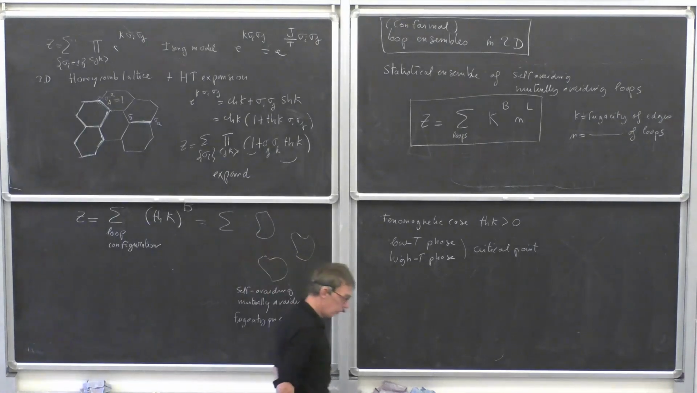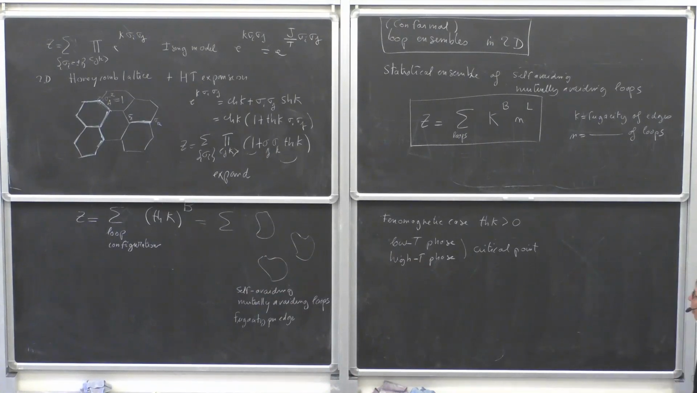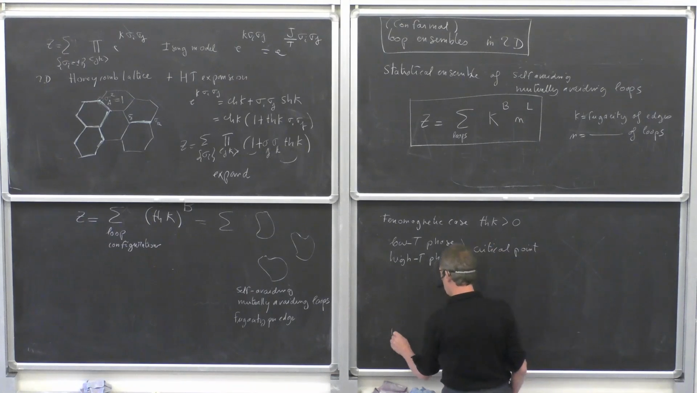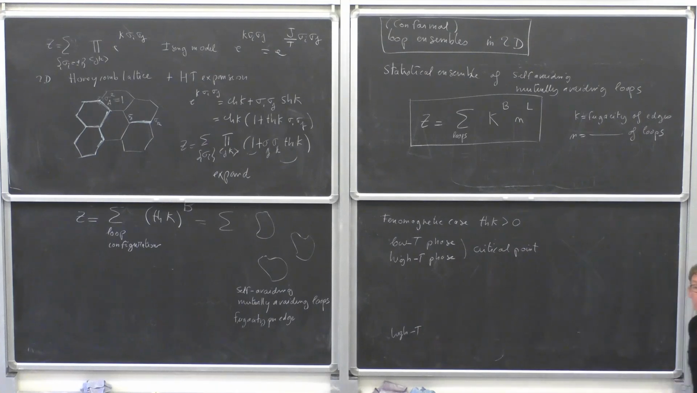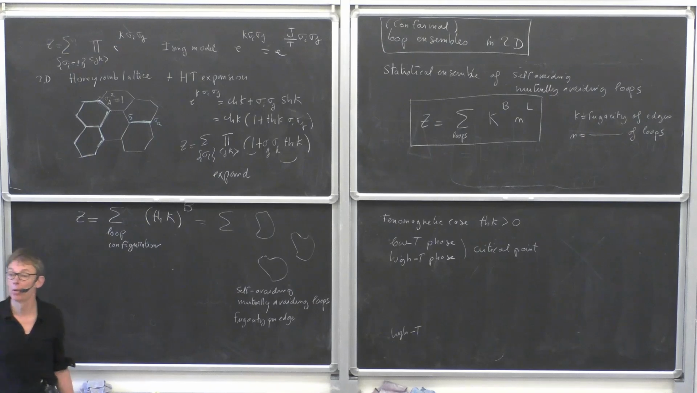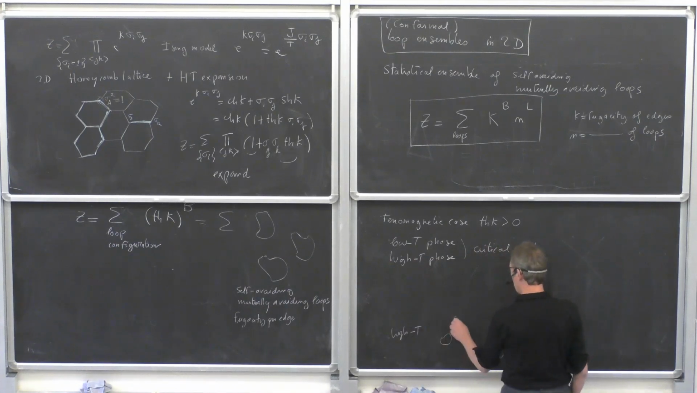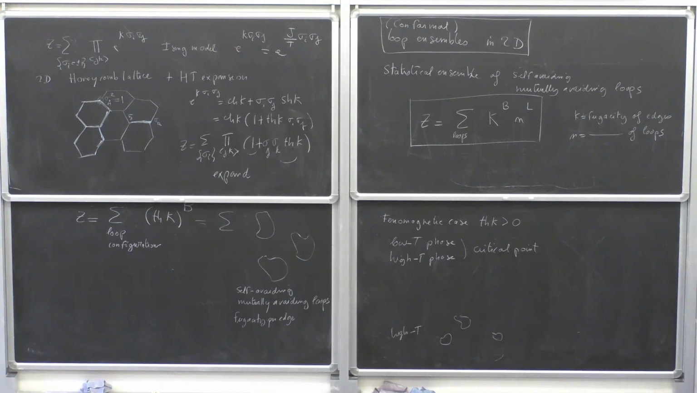So high temperature means high T means very small K. Therefore, it is quite clear that at high T, our loop ensemble is not going to be very interesting. Tanh K is going to be very, very small. Most configurations that contribute to the sum will only involve just a few small boring loops. So typically, a snapshot of our system will look something like this.